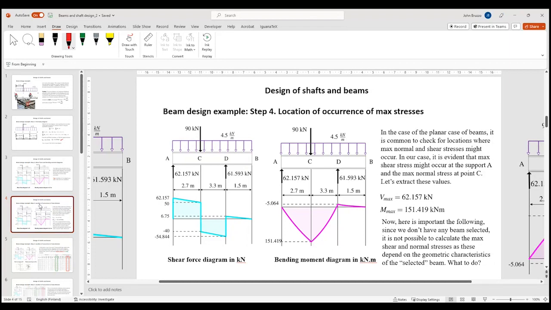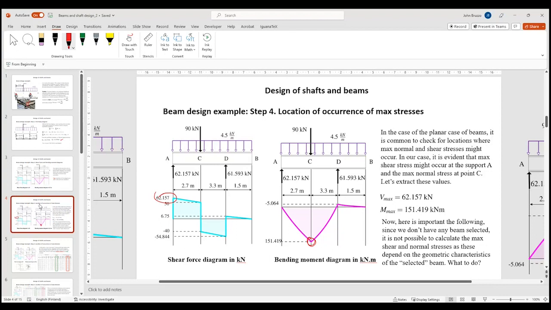And definitely when you see these charts, it's pretty clear that these charts are useful because graphically you can see, well, if everything is done at scale, I know that this is the largest moment I'm going to have. And then if this is done at scale, this is going to be the largest shear force we're going to have. Now I want to talk to your common sense.